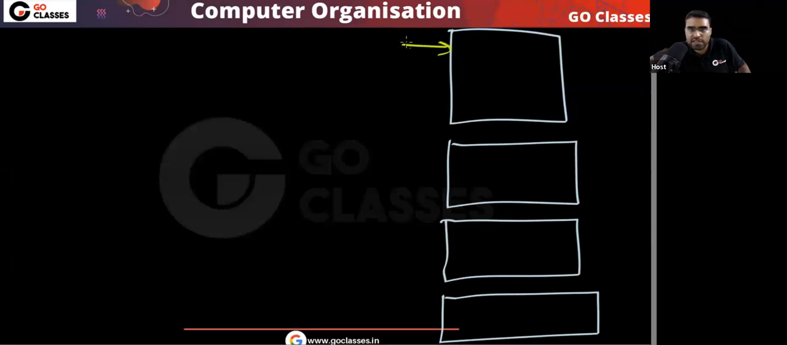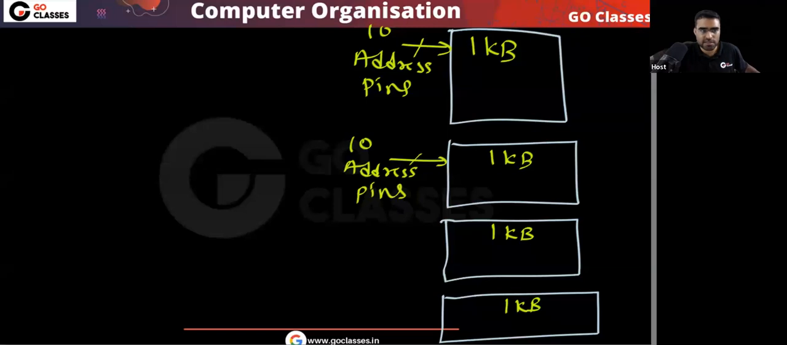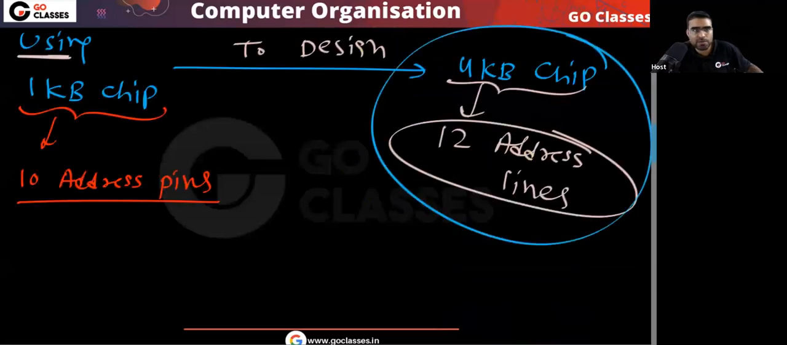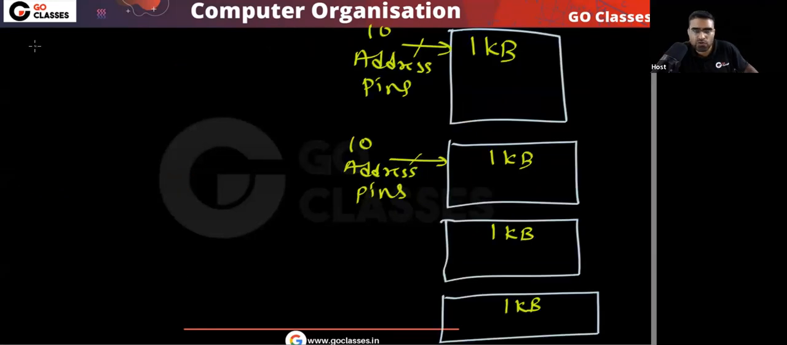Every chip only has 10 address pins, because all of them are 1 KB chips. This is a 1 KB chip, 1 KB chip, 1 KB chip. Is this clear? But what do we want? We want a 4 KB memory, so we need 12 address lines. So the CPU will generate an address of 12 bits.